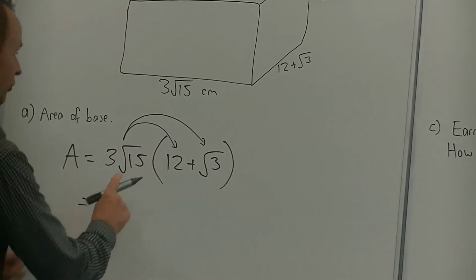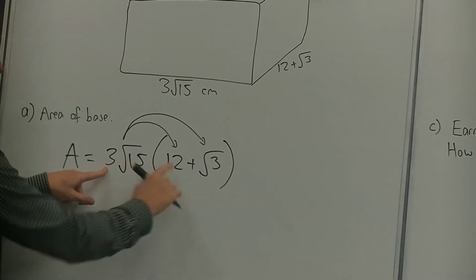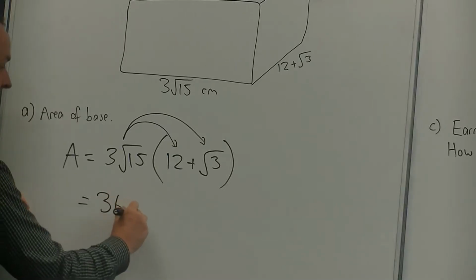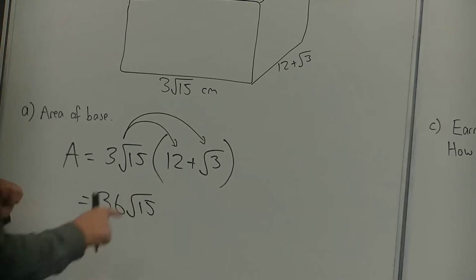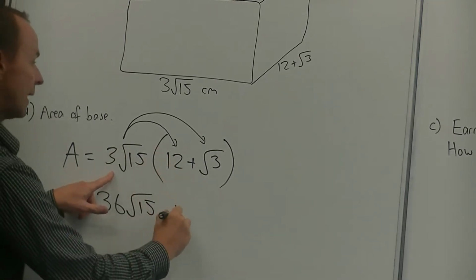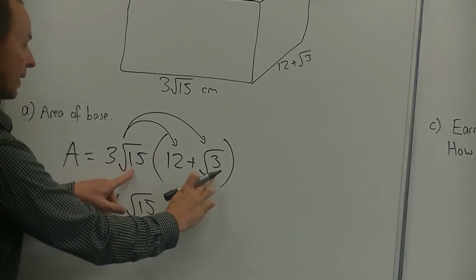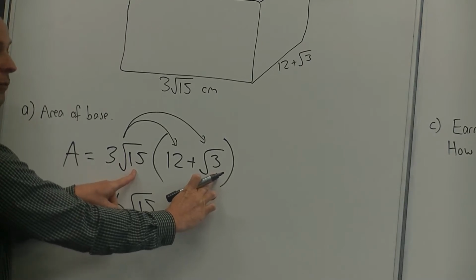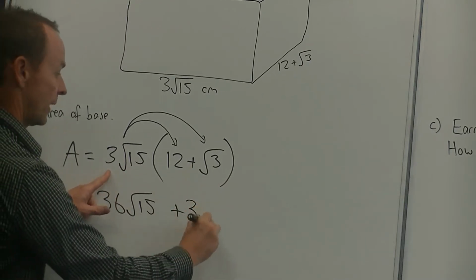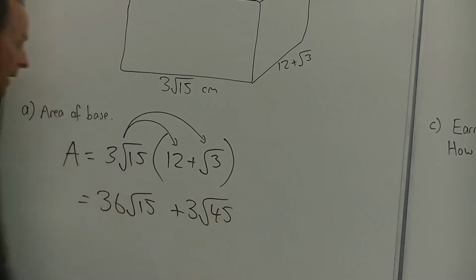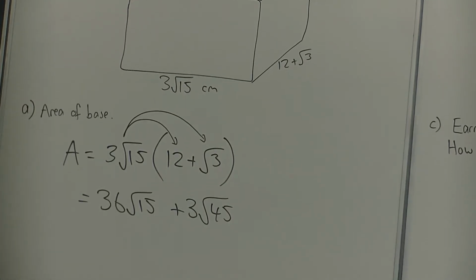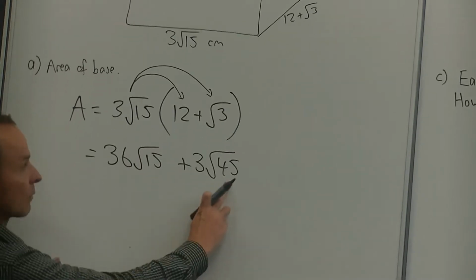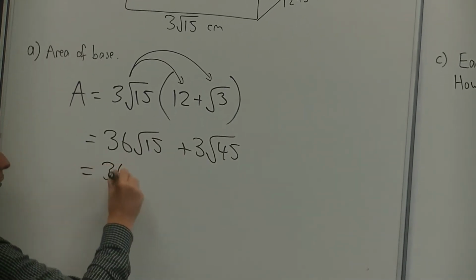So, let's do that. We've got 3 times 12 is 36, and it's root 15. That's the first bit expanded. Plus, 15 times 3 is 45. So we've got 3 root 45. If you left it like that, you've lost a mark for not simplifying. You have to say to yourself, how do we simplify root 45? So let's do that next line.